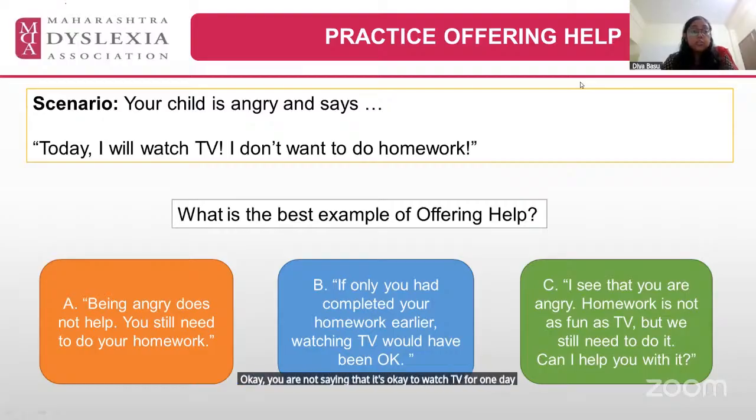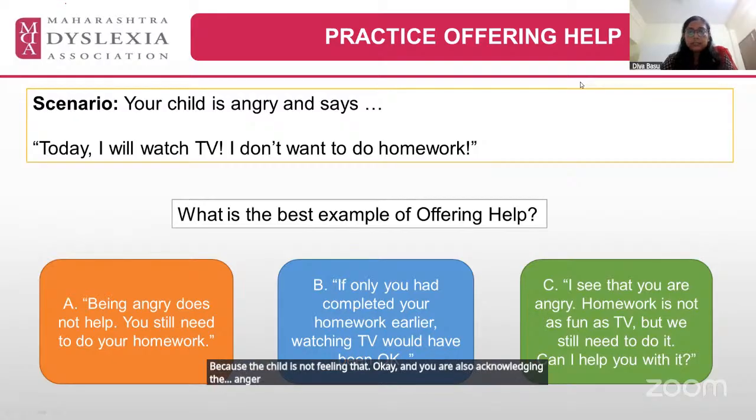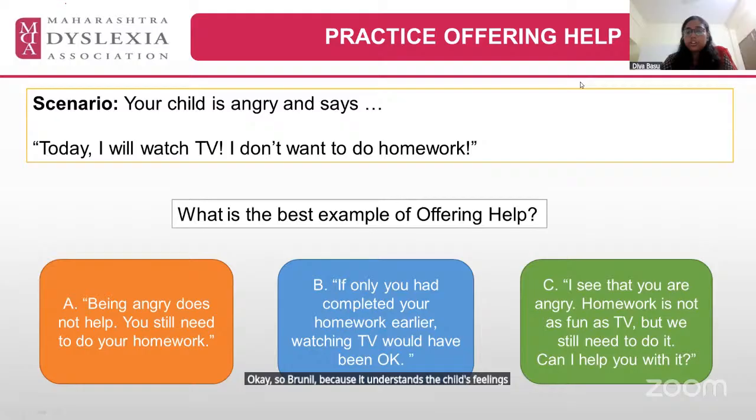I really understand. So you could have understood the emotion and given in to the child's wishes, but that's not happening over here. So there's a nice balancing act that is happening in option C. You are saying that homework still needs to be done, but you are acknowledging the fact that it's not as fun as watching TV. That's important because that is what the child is feeling, right? If I would have said that homework is more important than TV, it's important for your future, that doesn't resonate with the child's emotions. Okay? Because the child is not feeling that. And you are also acknowledging the anger that the child is facing.